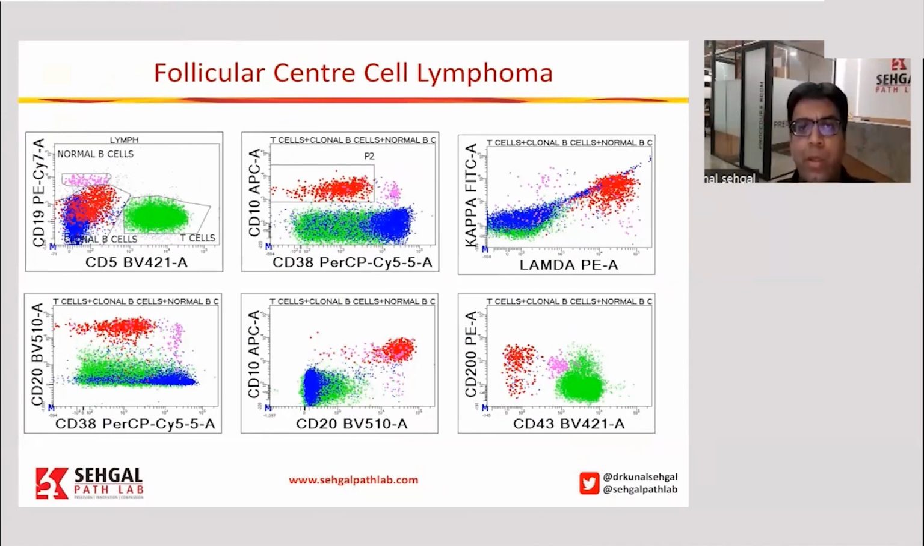So all in all, a dim variable CD19, but absence of CD5 and presence of CD10. Now, presence of CD10, as we had seen in the original classification, favors a follicular center cell origin. These were small to medium in size.